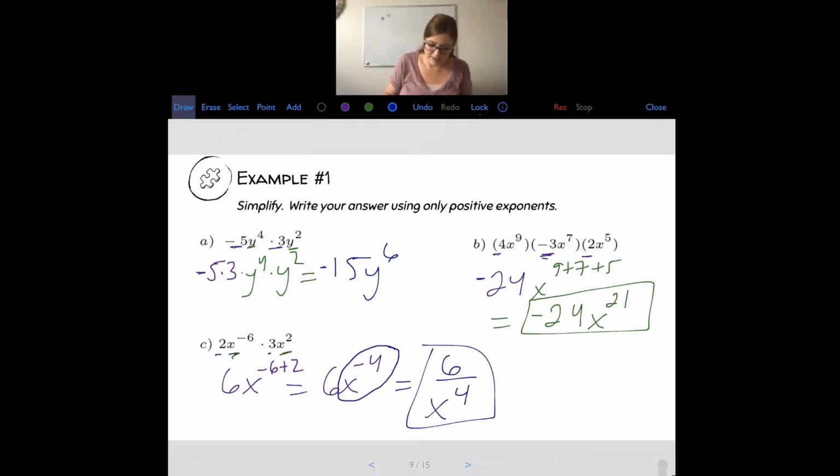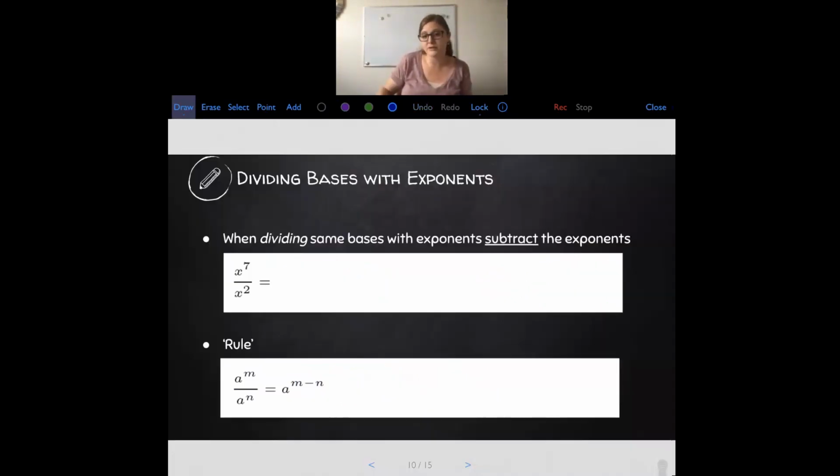Okay. Dividing bases with exponents. So when dividing same bases with exponents, we subtract the exponents. Again, I'm going to show you what this looks like. So x to the seventh is 1, 2, 3, 4, 5, 6, 7 over x squared. We have some common factors that can cancel out.